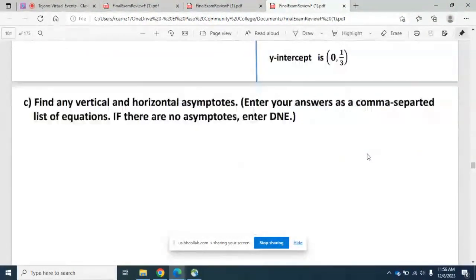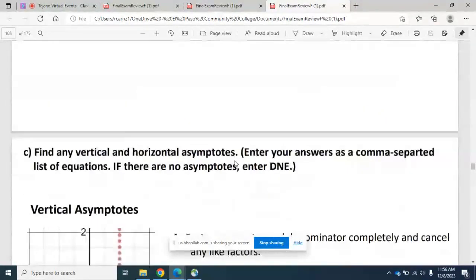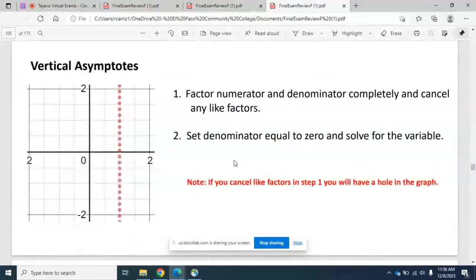Okay? Now, C says find any vertical and horizontal asymptotes of the equation. So for the vertical asymptotes, those are easy. If we had a restriction in our domain, or there was an x value that we could not use, well, guess what? That is our vertical asymptote. And for a horizontal asymptote, there's several conditions that we have to meet to find that, but let's do our vertical asymptote first.